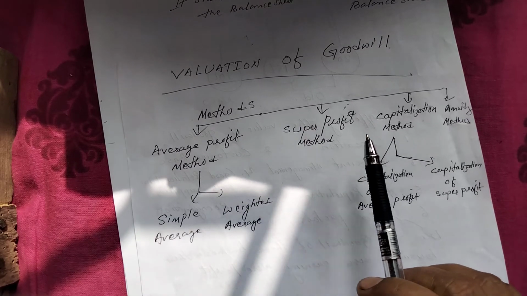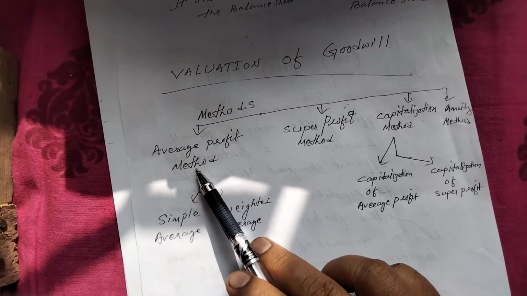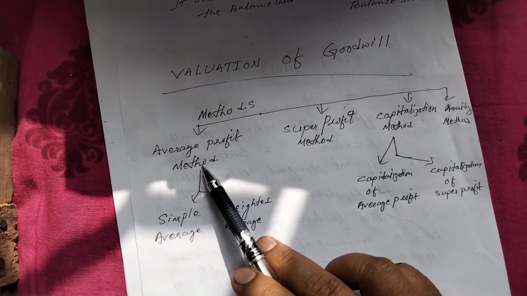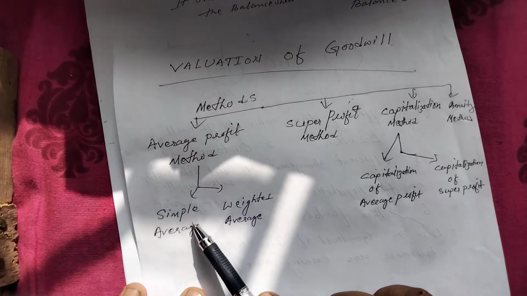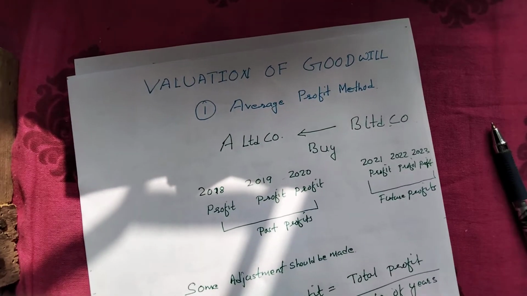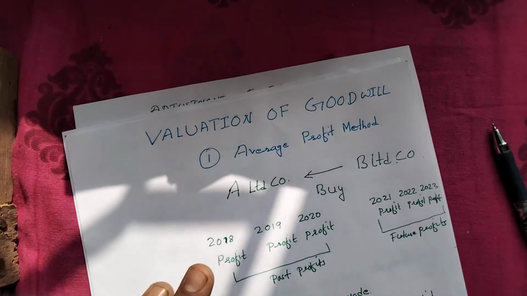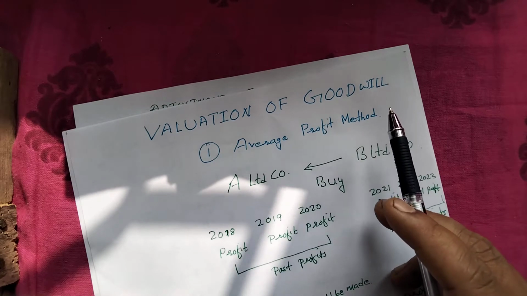So we are doing this valuation of goodwill in sequence. First we have to start from the average profit method. Under the average profit method, I'm starting with the simple average method. So let us understand the valuation of goodwill under the simple average profit method.